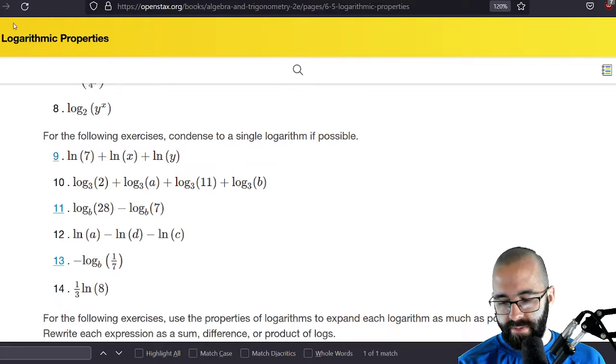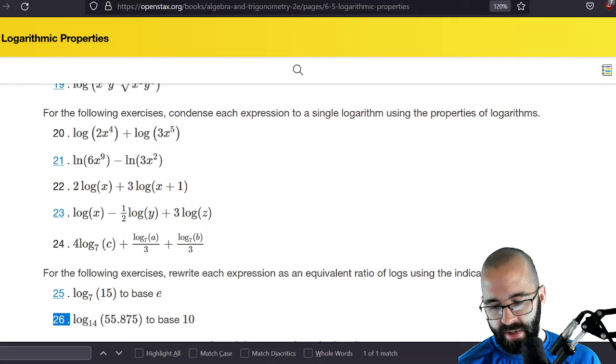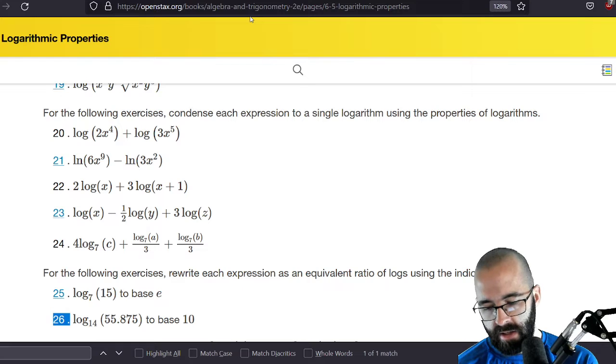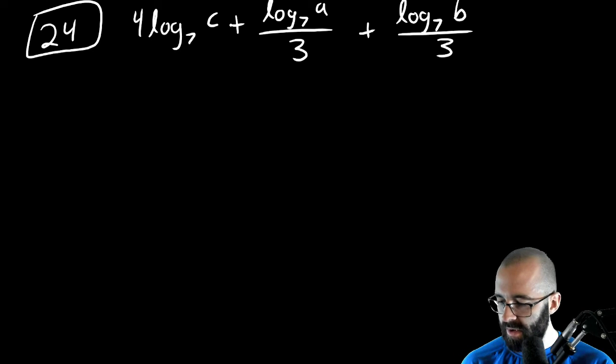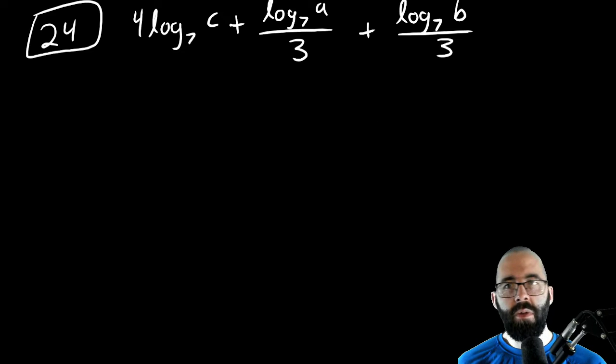Let's do 24. Condense to a single logarithm, and it's going to be a little bit messier. 4 log base 7 of c plus log base 7 of a over 3 plus log base 7 of b over 3. This is almost identical to the last one we did in video 4. In fact, it's just different letters and a different base, but we'll go for it for review.